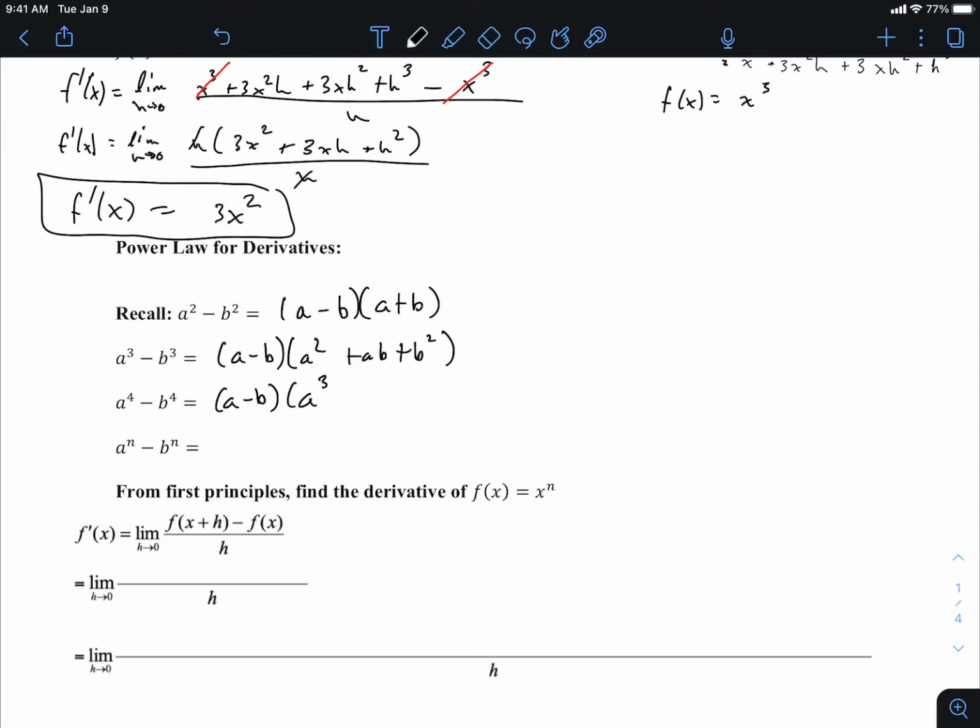A cubed plus a squared b plus ab squared plus b cubed. Okay, and if we kept going, we would see this pattern continue to repeat itself, right? Right between each of these.